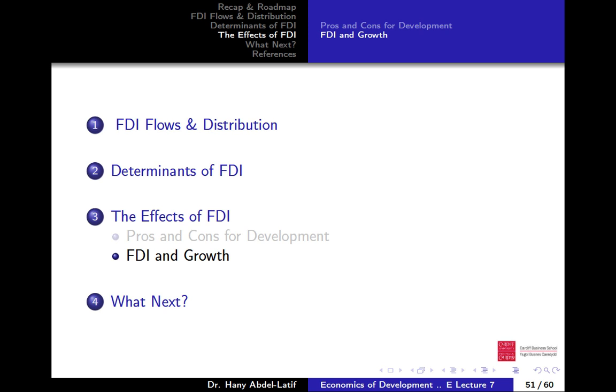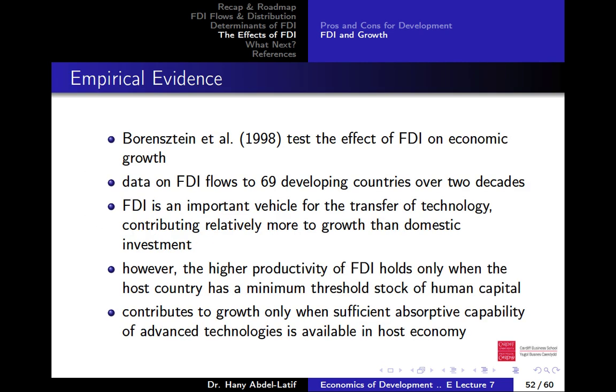I'm just going to look at two papers very briefly, and that's all. The one paper, from 1998, looked at the effect of FDI on economic growth. So they used data on FDI flows in 69 developing countries over 2 decades. And what they found is that FDI is important for transferring technology, and it contributes relatively more to growth compared to domestic investment. However, the important thing here is that higher productivity of FDI happened only when the host country has a threshold stock of human capital. So human capital is important for FDI to be supportive of economic growth and development.